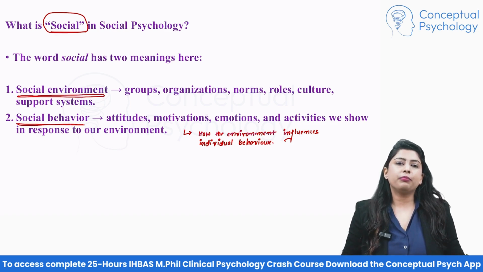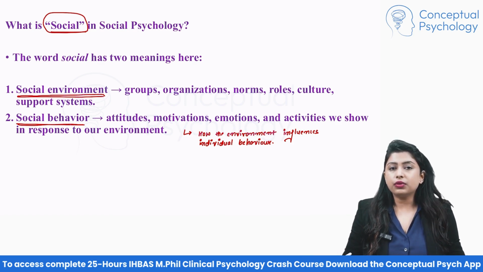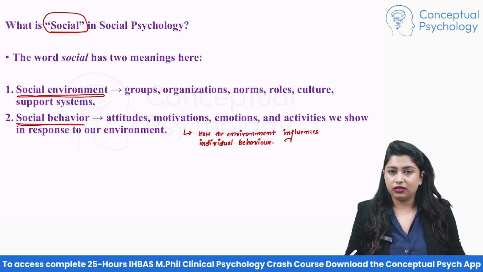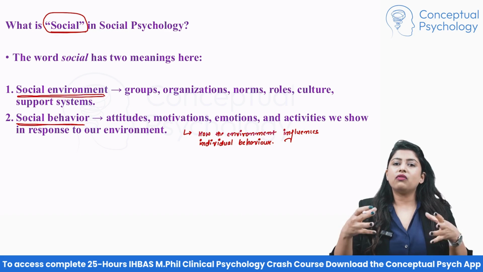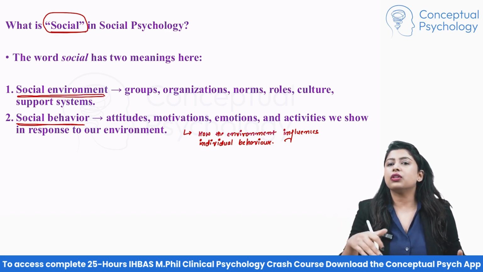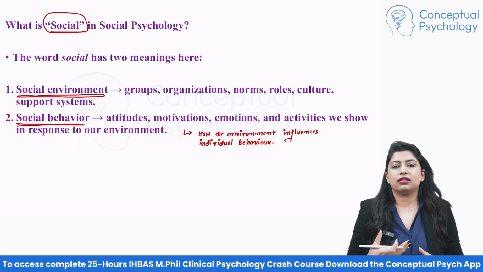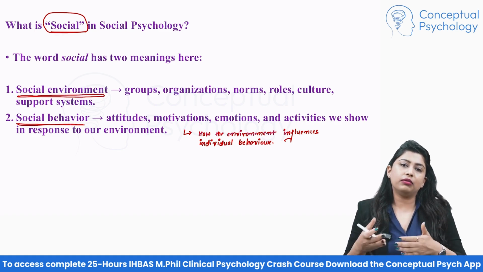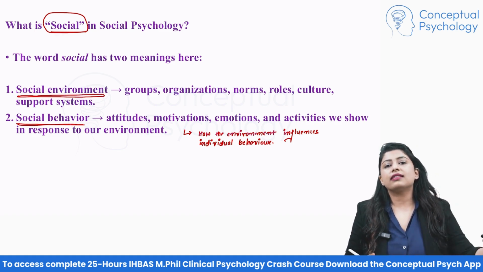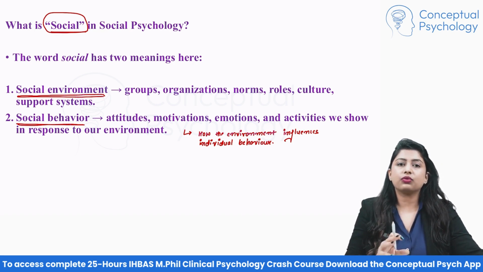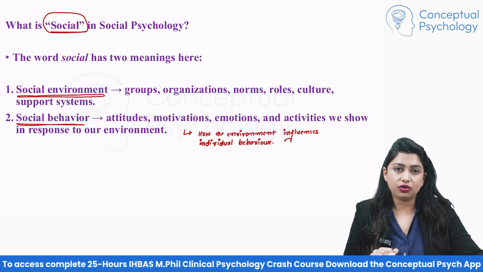How do we make it simpler to understand? Through an example: a student may feel motivated to study harder if they are in a group where everyone values education. Here, the group where everyone values education is the social environment. At the same time, their own emotions, like the anxiety they feel before the exam, reflect their social behavior. That's how the social environment and social behavior can be understood.